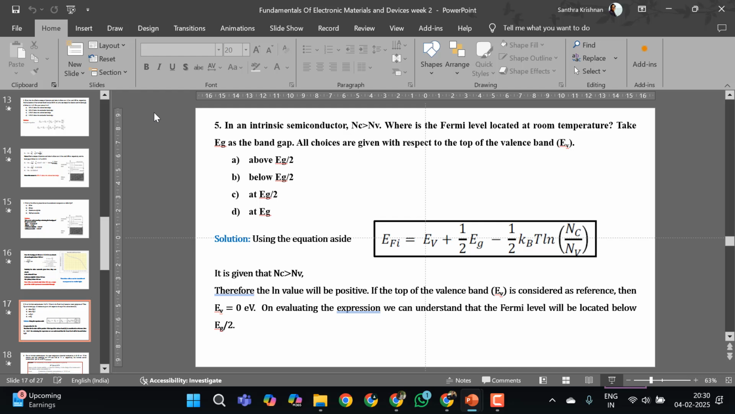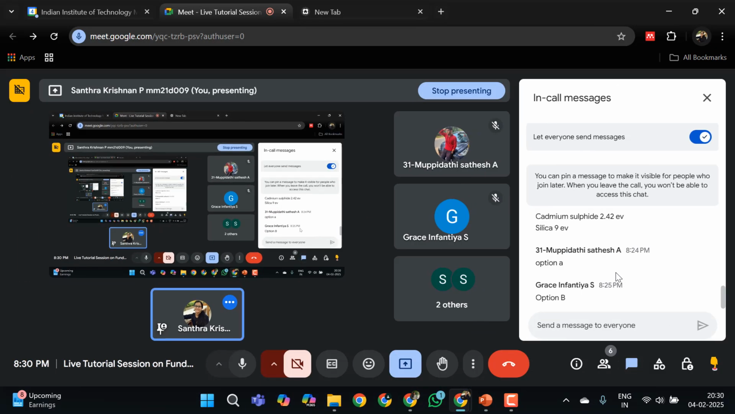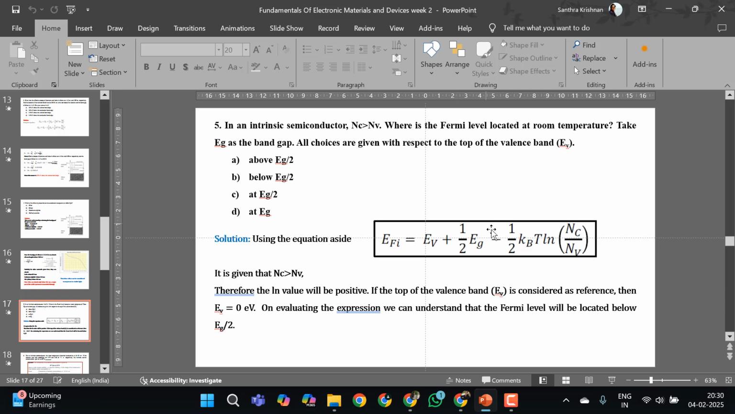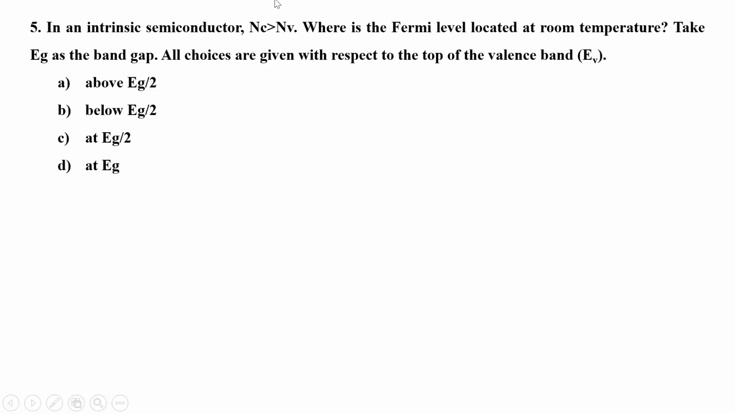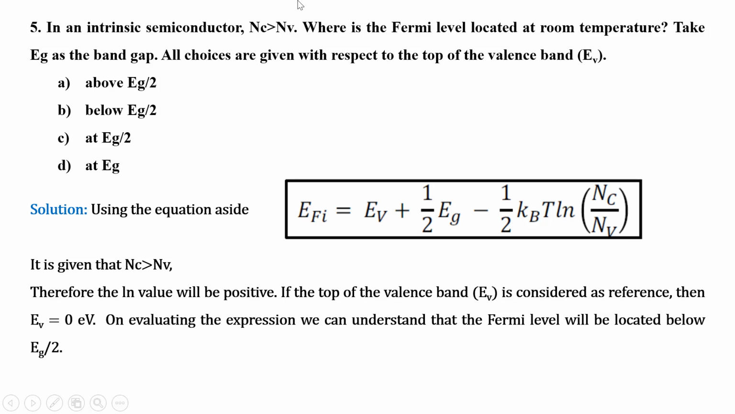So is that clear? Someone was mentioning it as option B. Yeah, so Grace has mentioned it as option B. So option B will be your answer. So is that clear for all of you? I hope it's clear. So it's basically using the equations itself. Nothing more than that. And here you have to be careful. It is with respect to top of the valence band. So EV is equal to 0.